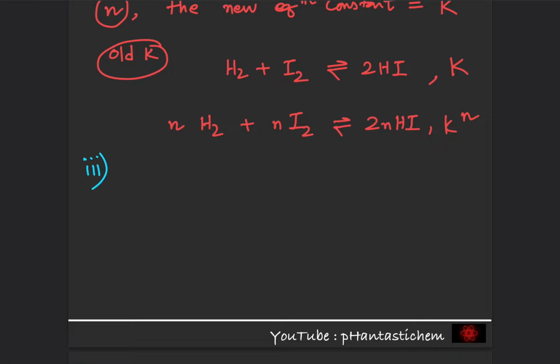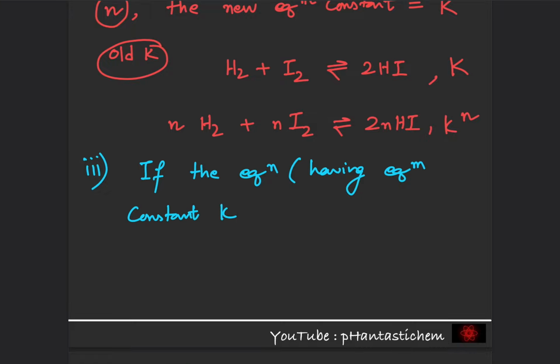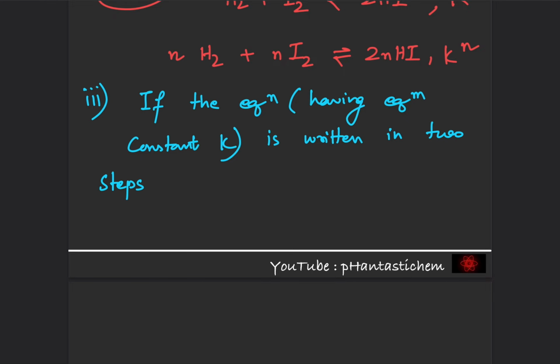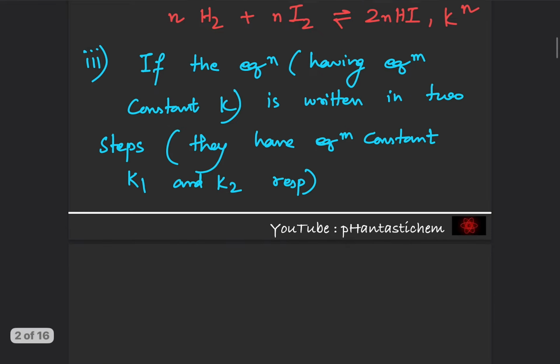The third characteristic of the equilibrium constant is, if the equation having equilibrium constant K is written in two steps, and those two steps have equilibrium constants K1 and K2 respectively. Okay, so I will give you an example.